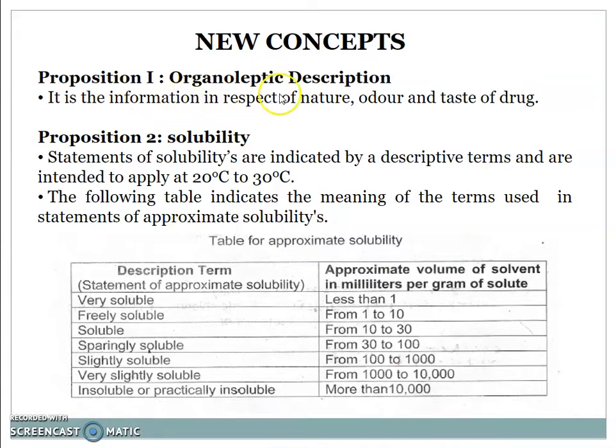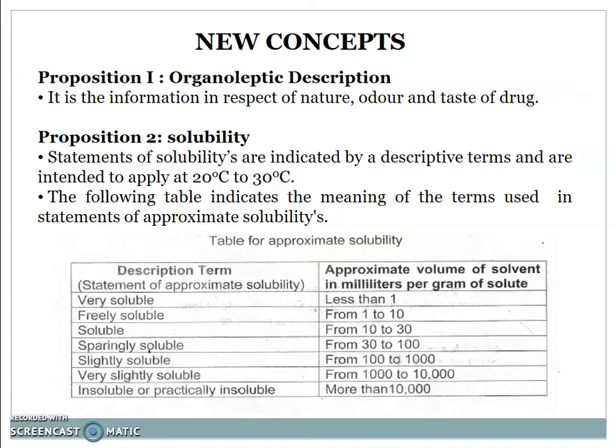Proposition first: organoleptic description, that involves information in respect to color, nature, odor and the taste. Then solubility: statements of the solubility are indicated by descriptive terms and are intended to apply at 20 to 30 degrees Celsius. The following table indicates the meaning of terms used in statements of approximate solubility. Very soluble means it is soluble in less than 1 ml of solvent, and these descriptive terms are useful for 1 gram of solute.